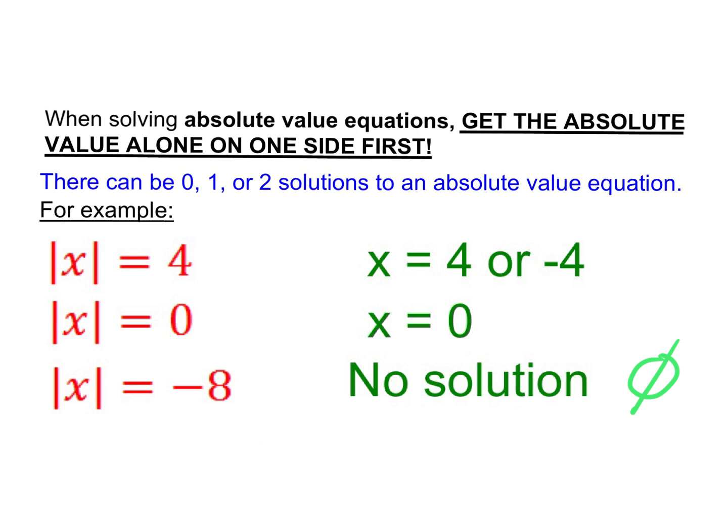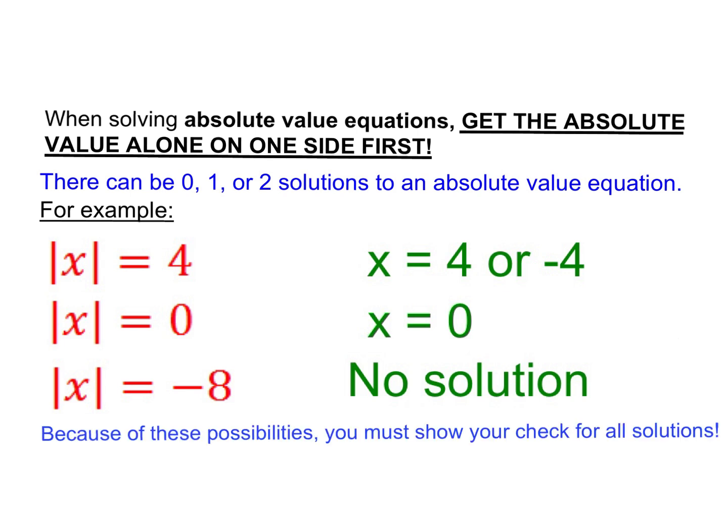So because there are 3 possibilities, something you're not going to like, but I'm going to require, is that you have to show your check for every absolute value equation that you ever do, even if it doesn't say in the direction solve and check. Now today it's going to say solve and check. I'm telling you, here you go. Here's something you can write down.